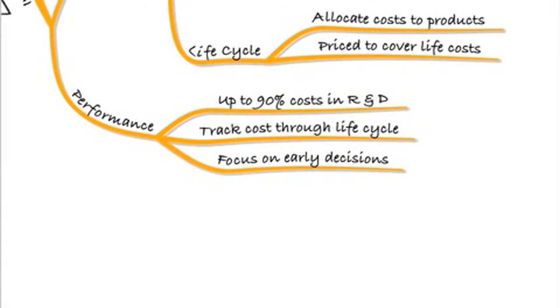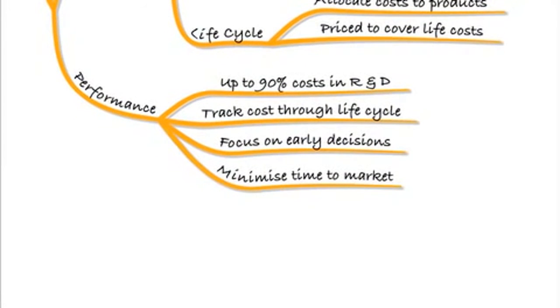It also enables the business to focus on early decisions, again by understanding that a lot of the costs are incurred at the research and development phase, so they can see that any of those decisions that are made early on in the product feed through into costs later on that they need to cover through revenue. So it enables the business to focus on those early decisions to make sure that they get them right. And ultimately, it can minimize the time that it takes to get the product to market because the business has an understanding of what the life cycle of the product is or is likely to be.